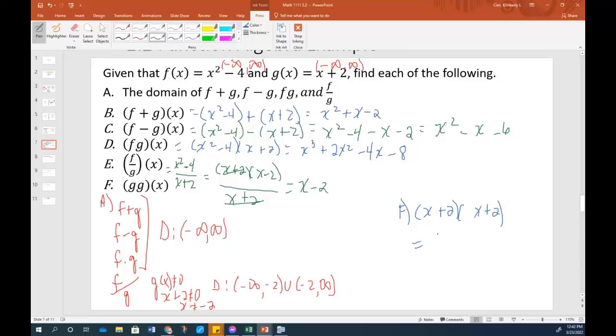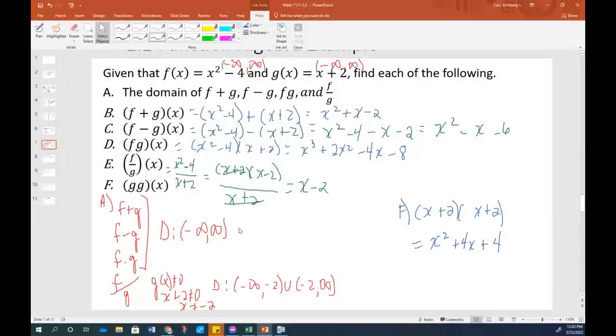So FOIL: first, outside, inside, last. But since these are identical, they fit a pattern. It's the first one squared, plus the product multiplied and doubled. That's because if you did the outside, you get 2x, the inside is another 2x, and then the last thing squared. So this is just kind of tedious work.